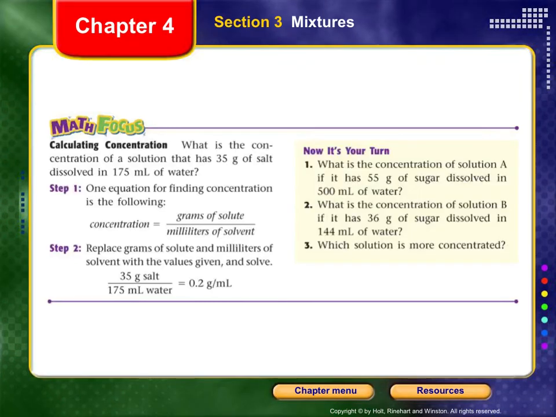So take a look at this. Here's how you calculate concentration. You take the amount of solute and divide by the amount of solvent. So if you've got 35 grams of salt and 175 milliliters of water, divide those two. This gives you the concentration. It's pretty much the same thing as density. Something that is really dense is going to have a high concentration of whatever the solute is. Think of a milkshake versus a glass of milk. A milkshake has a much more concentrated amount of solute. It's much more concentrated than milk, which is more diluted.